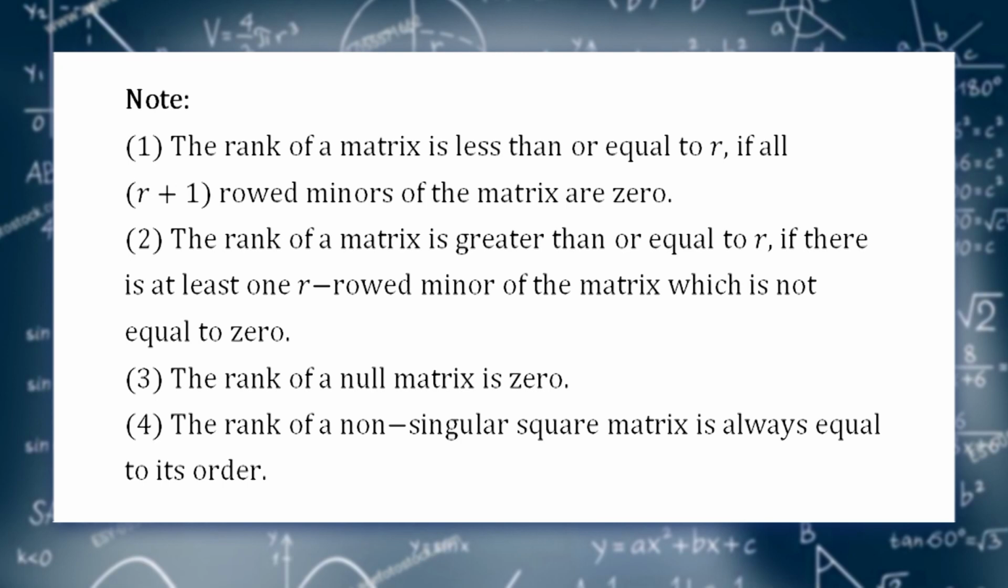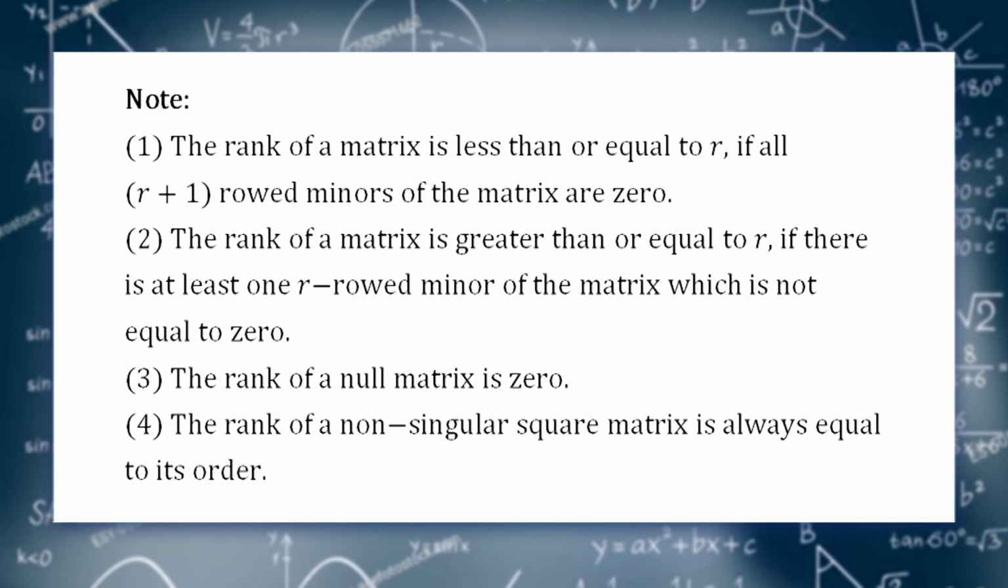Some points you have to remember. First, the rank of a matrix is less than or equal to r, where r represents a positive integer, if all r plus 1 rowed minors of the matrix are 0. Next, the rank of a matrix is greater than or equal to r if there is at least one r rowed minor of the matrix which is not equal to 0. The rank of a null matrix is 0.